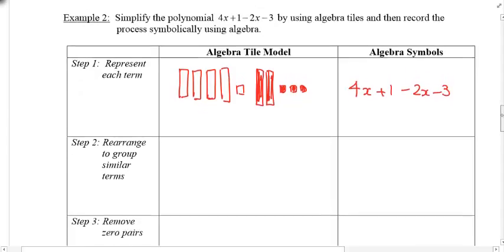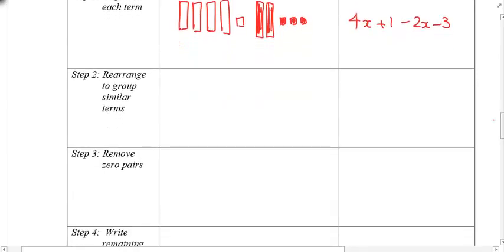So, to simplify, I want you to rearrange to group similar terms together. So what I mean by that is, let me draw all the rods together. I'm going to copy the 4 white ones. I'm going to put the 2 negative ones just below it. Okay? And then I'm going to have a white small square and then 3 negative small squares below it.